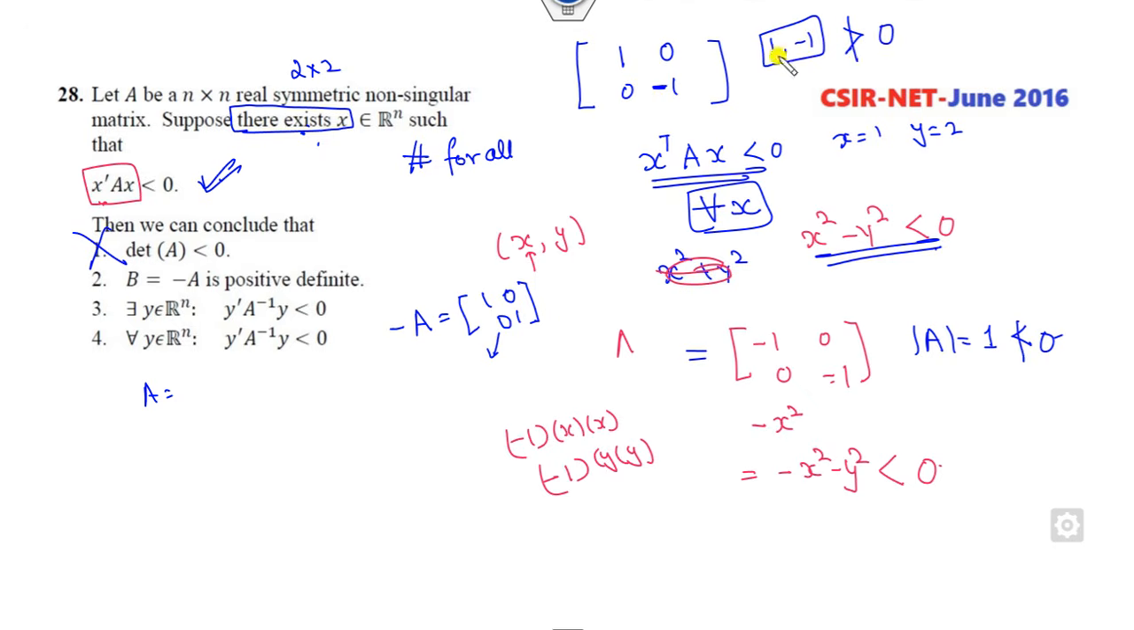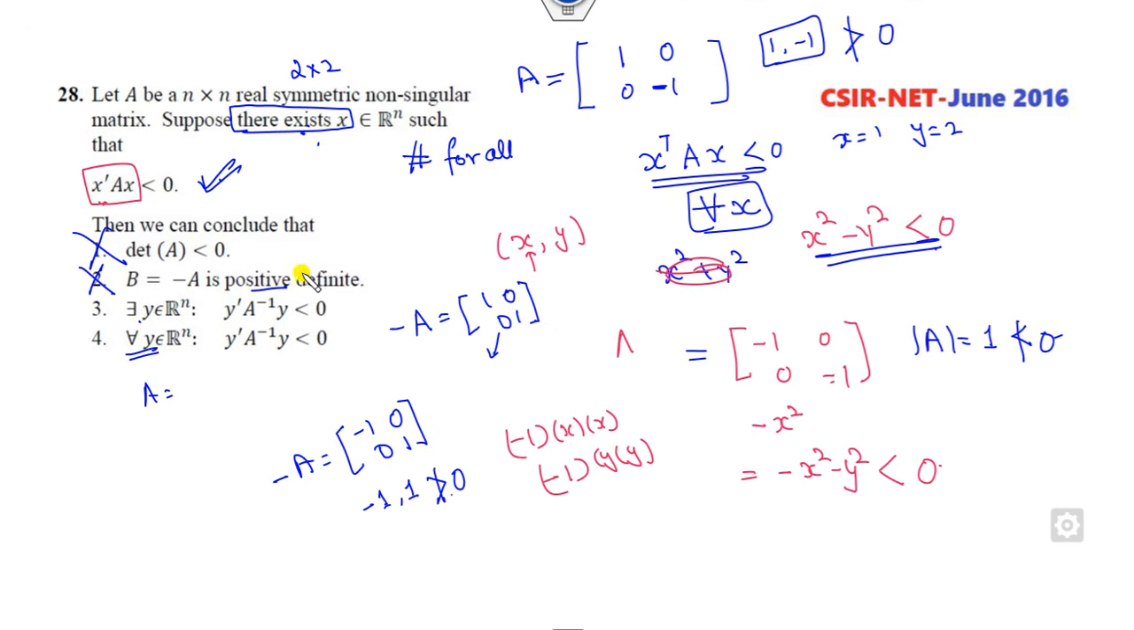So it means if this is my A, what is minus A? It is minus 1 0 1 0. What is the eigenvalue? Minus 1 and 1, which is not greater than 0. So if it is not greater than 0, it is not positive definite. There exists y, and this is for all y.